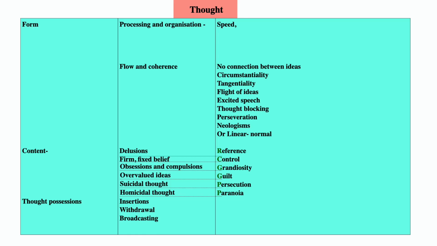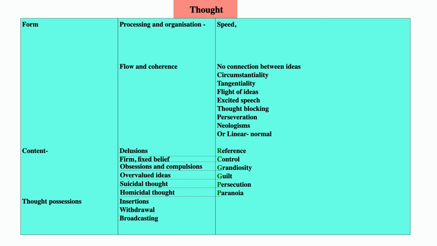Then after perception, we come on to thought. In thought, we have three things: thought form, thought content, and thought possession. In thought form, we have the processing and organization of thoughts. That is the speed of thoughts, whether it's very fast, or slow thought processing. Then flow and coherence of thoughts.